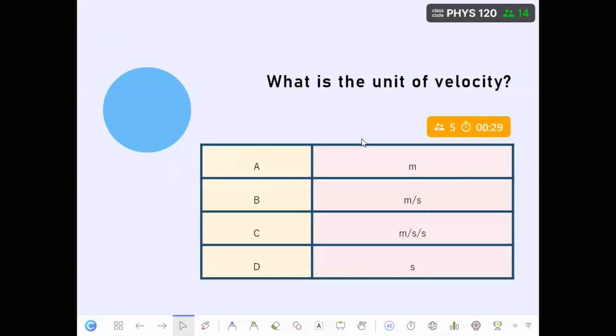So what is the unit of the velocity? Meter per second, meter per second, or second. Okay, 10 responses. We have 14 people in the class, and I would appreciate if everyone participates.